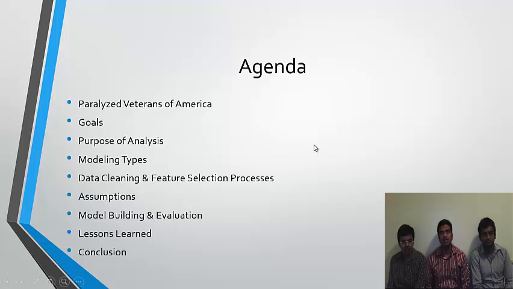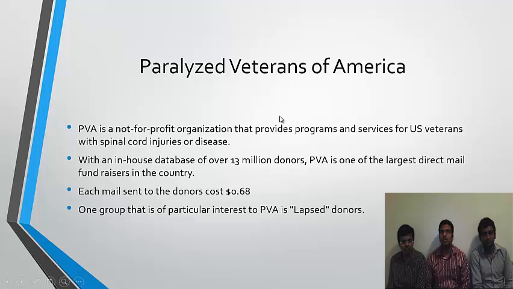Paralyzed Veterans of America, PVA, is a not-for-profit organization that provides programs and services for U.S. veterans with spinal cord injuries and diseases. It sends mails to people to collect money. They have an in-house database of over 13 million, and every year they send out these mails to potential donors, and they collect revenues which they use to help the veterans of America.